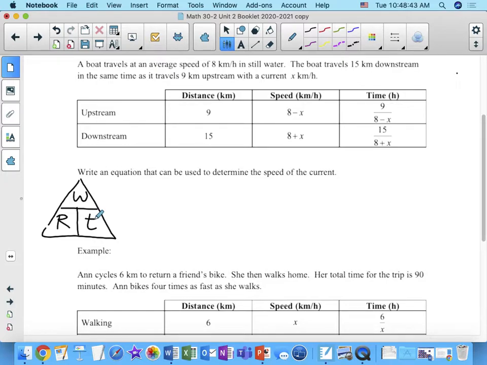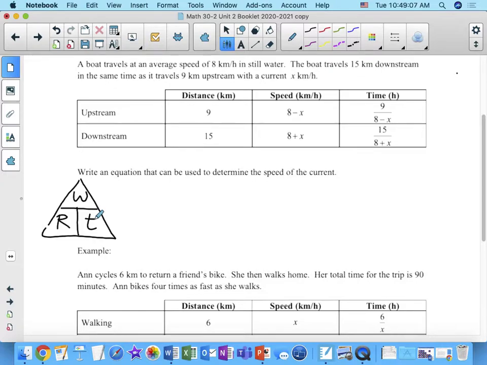So where does the time column come from? Well, in this little triangle, time is work divided by rate. So in that case, it's distance divided by speed. Okay, so that's where the 9 divided by 8 minus x comes from, or the 15 divided by 8 plus x comes from. Okay, all right, so that's the chart.